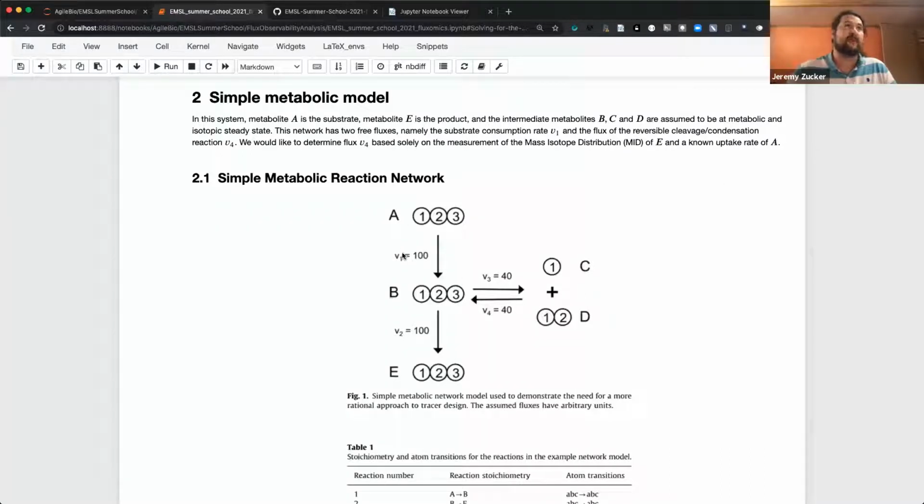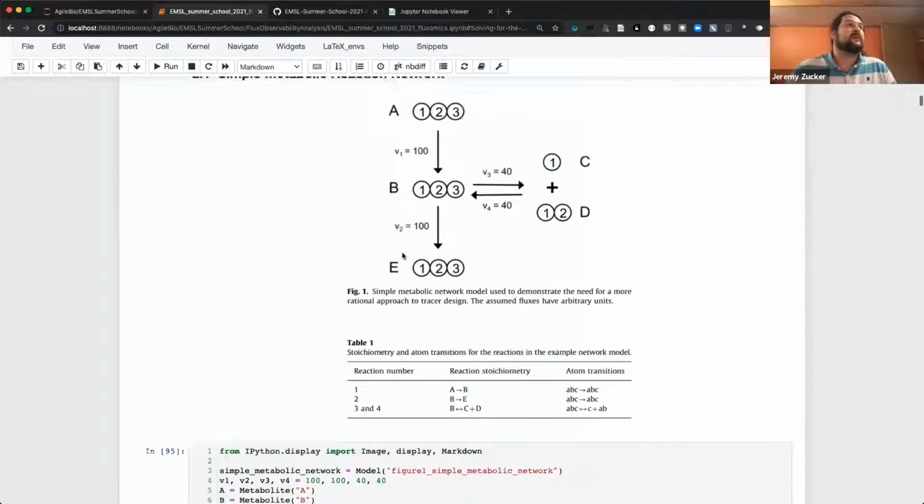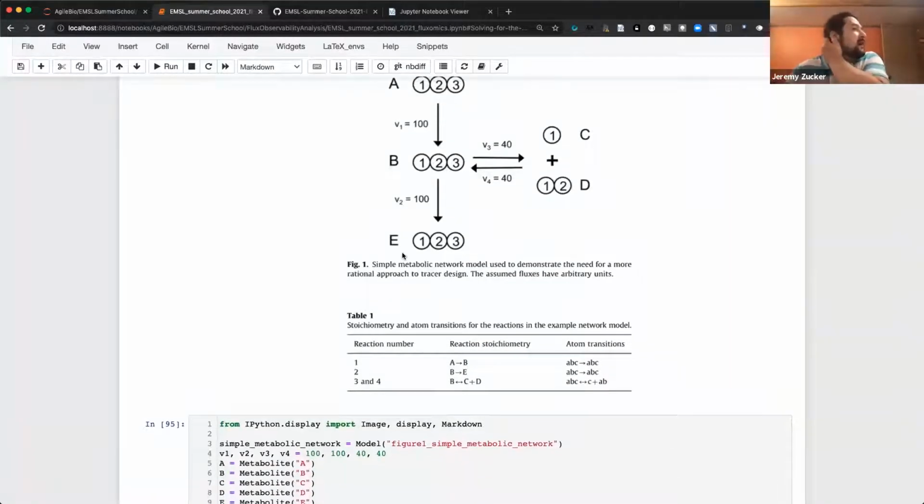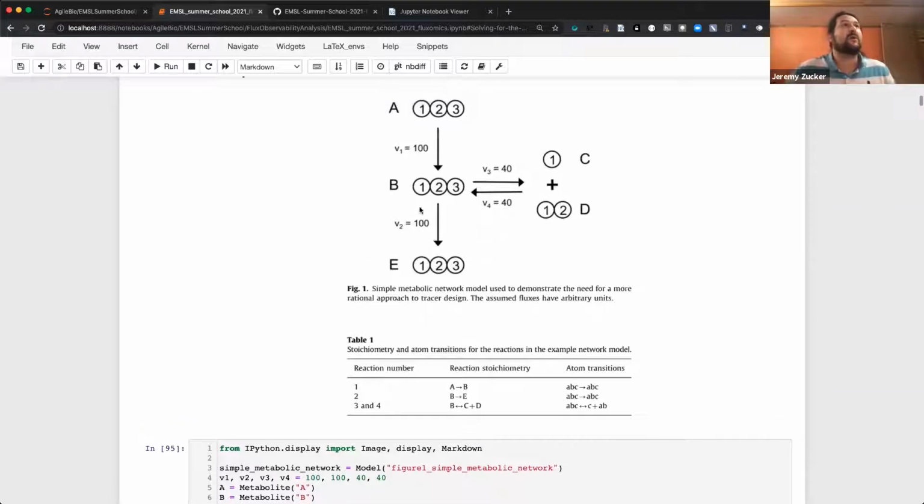So that's V4 here. One additional piece of information that we have is that we know which of these atoms in B go to which of these atoms in C and D. This reaction right here says ABC goes to ABC, so 1, 2, 3. These metabolites right here go to these metabolites. These atoms here go to these atoms here.